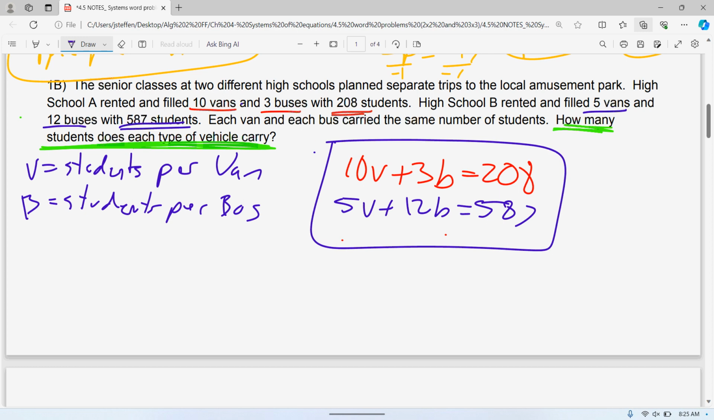You don't have to solve if you wanted to. It wouldn't be the end of the world. All that means is if it's 10 vans, V is the number of students that fit in each van. So 10V is how many students were in the vans for school A. B is how many students are in a bus. So 3 times B is how many students total were in the buses for school A.